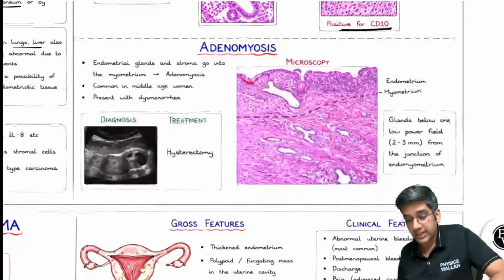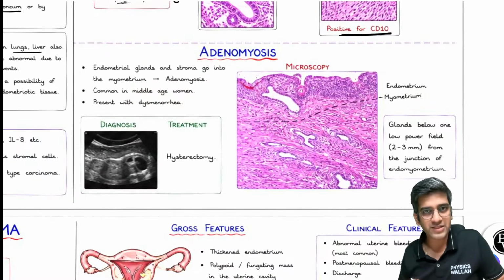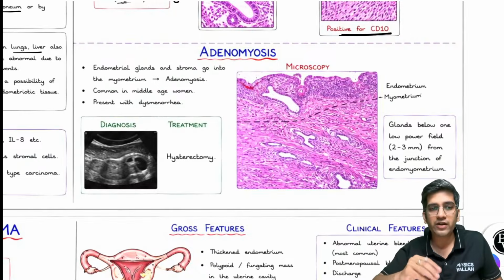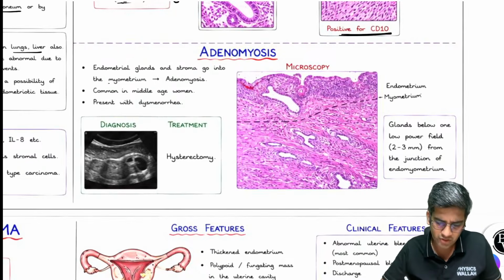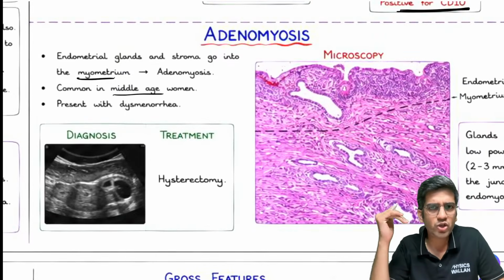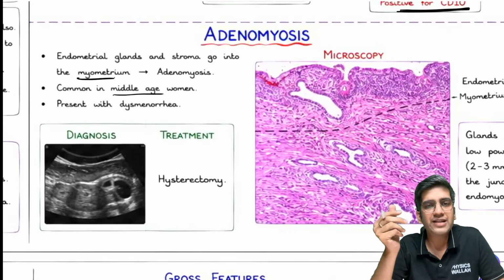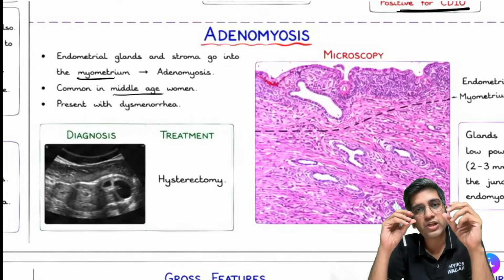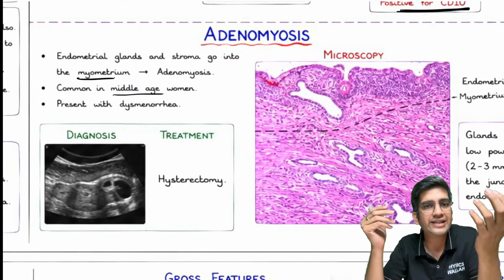Fine. Okay. Next is adenomyosis. Adenomyosis is simple. The stroma and the glands go deep into the myometrium. We call it adenomyosis, right? They don't have any classical theories here. It's commonly seen in middle-aged women, and this also will be associated with dysmenorrhea. Imagine the glands and stroma bleeding inside the uterine wall. It will obviously cause intense pain, right?